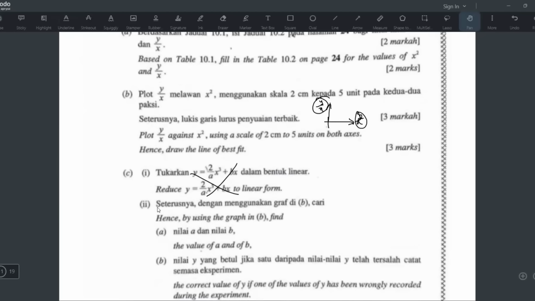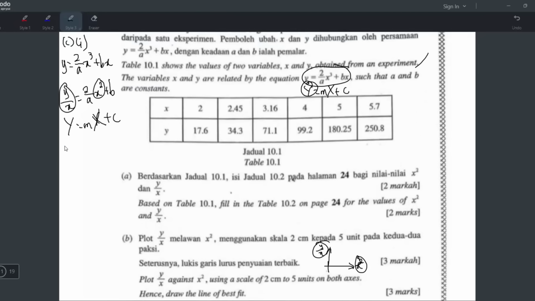Yeah, and then for the C2, they want to find A and B. So later we have to use this. So the y-axis, x-axis should match. So 2 over A will be the gradient. And then for the gradient, I will use the graph to find it later. And then calculate it here. And then find the A from here.